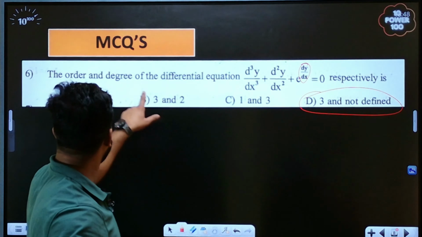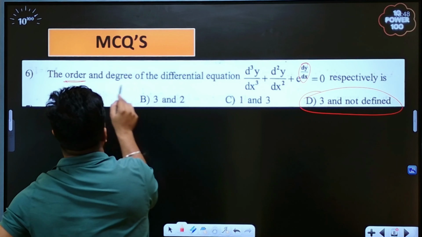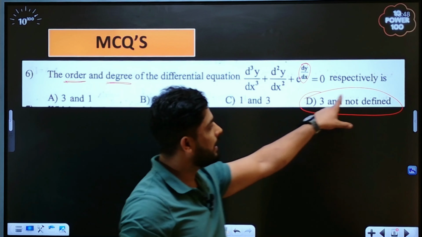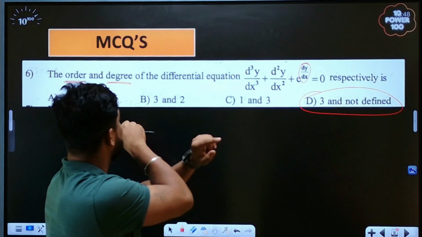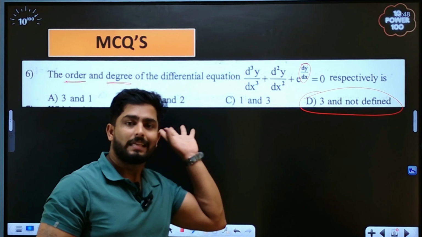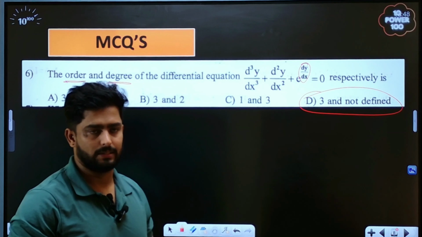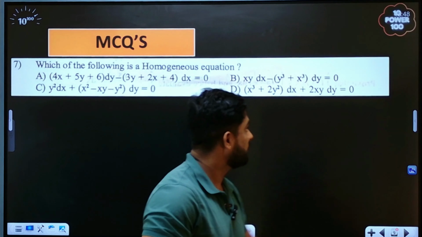Look at the question, okay? First they have given order and then degree. So order is 3 and degree is not defined. Sometimes they interchange this, so don't get confused with this. See what it is and then you pick the answer. So option D is the right answer here.